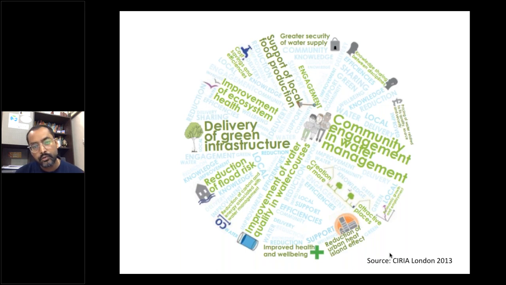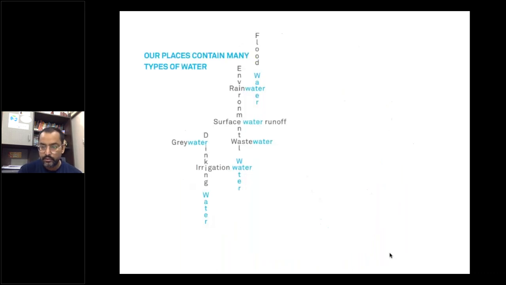We want to support local food production, very important, because if you lose water in the urban fringes, what is happening? People are losing horticulture and agriculture because the water table is going down, right? So how do you achieve security of water supply? So these are some of the terms which you can revisit.